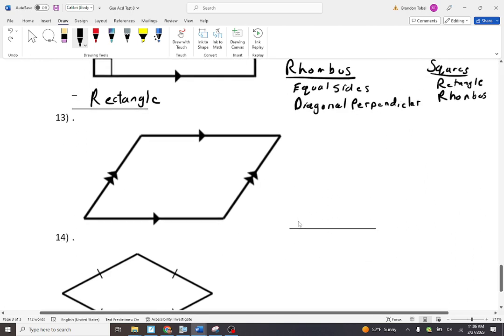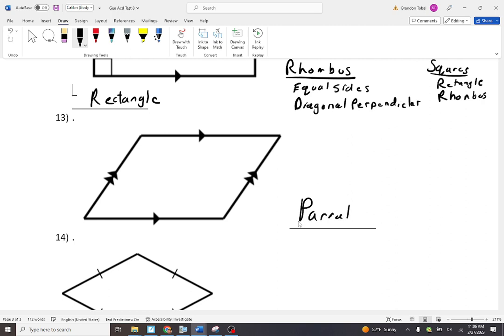All right, next one. Parallelogram. Here, they're parallel sides. I did not indicate the equal sides. I did not indicate the angles are right angles. So the best thing I could just say is a parallelogram. I did not indicate anything else.